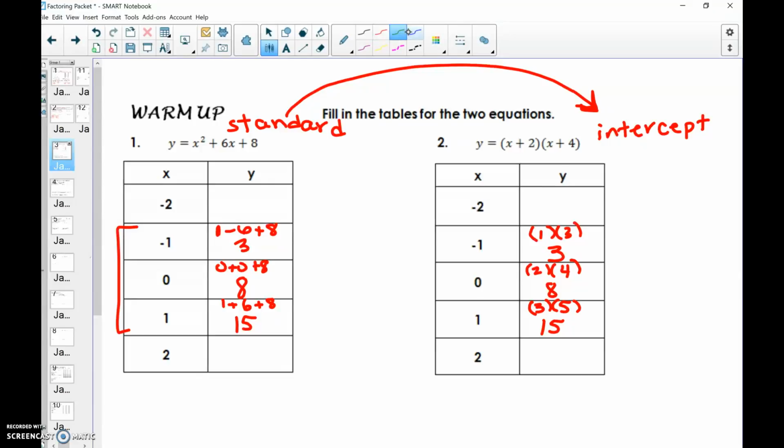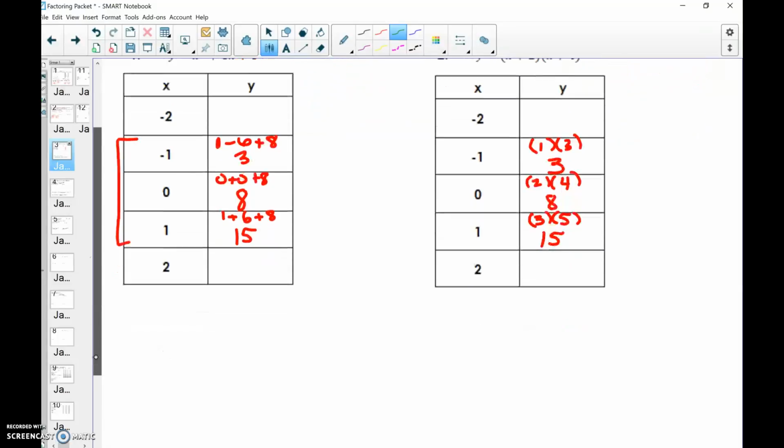Okay, and go ahead and try plugging in -2 and +2. See if you get the correct thing for both of them. If you don't, then you did something wrong. So go ahead and pause there and try that.